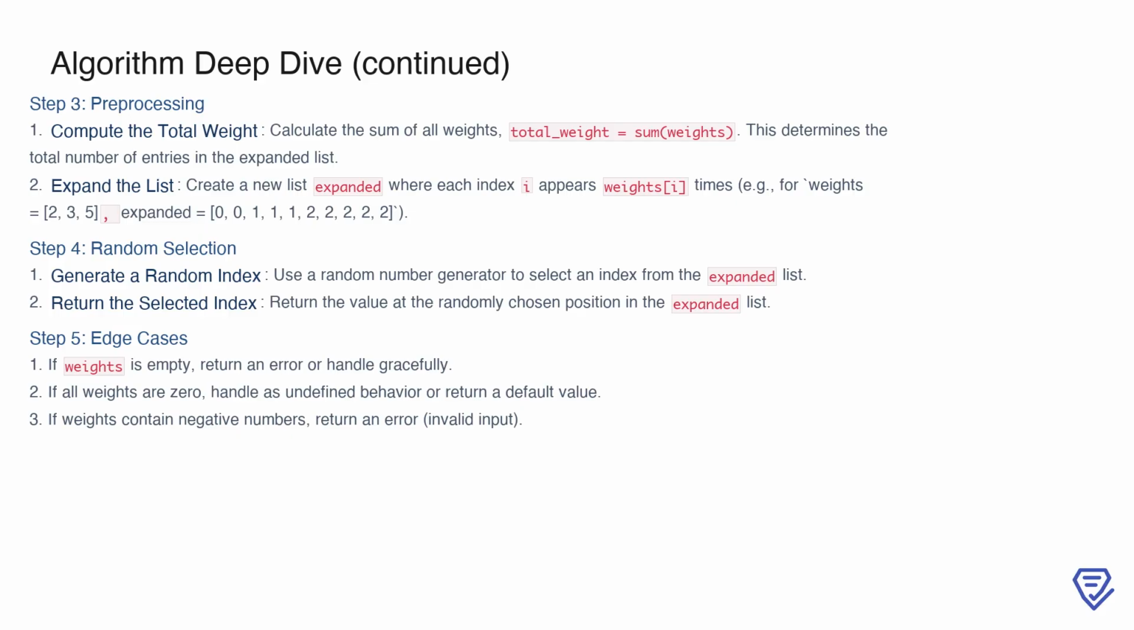Once the list is prepared, we move to random selection. Using a standard random number generator, we generate a random index within the range of the expanded list. Finally, we return the value found at that randomly chosen position.